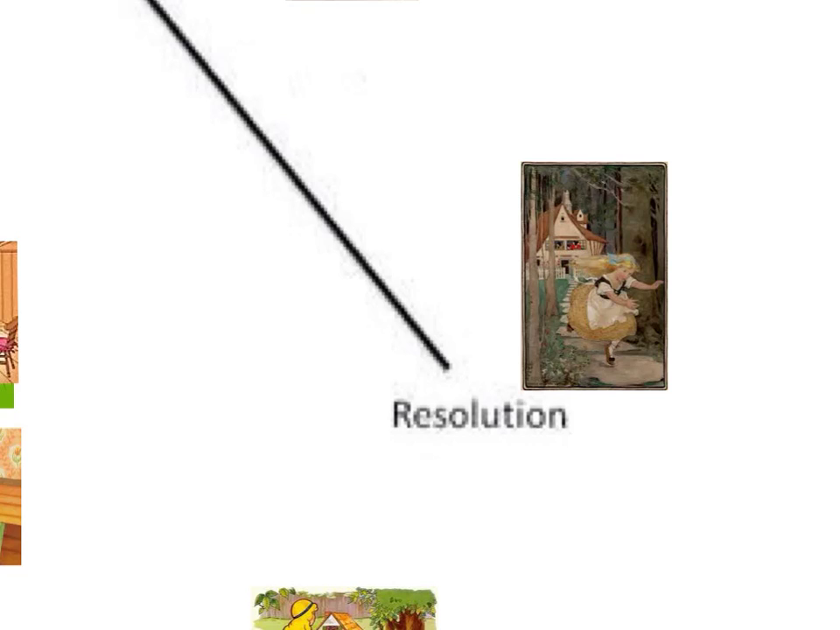So now we've got our resolution. Now we know how things have ended. We have a sense of finality. Goldilocks is away from the bears. She's safe. All is well. And that has been the lesson on the 5 steps of the plot outline.